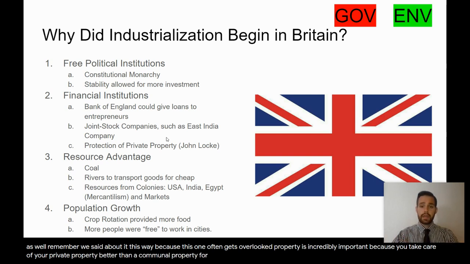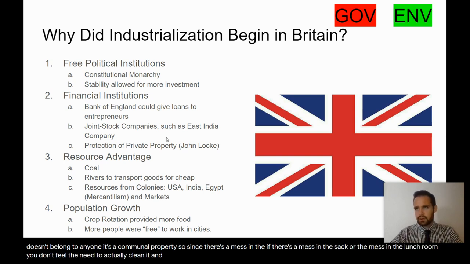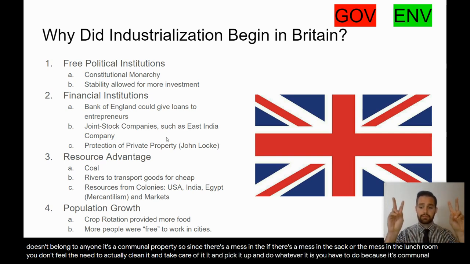For example, in school, the sack or the lunchroom is always dirty. Why? Because it doesn't belong to anyone. It's communal property. So since there's a mess in the sack or the lunchroom, you don't feel the need to actually clean it and take care of it and pick it up and do whatever it is you have to do, because it's communal. It doesn't belong to you.